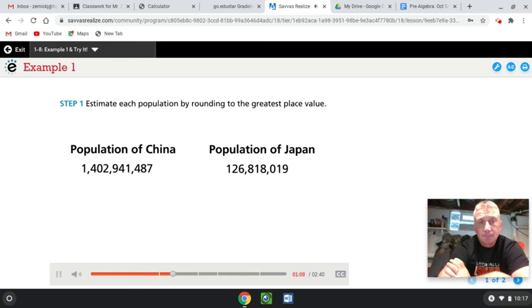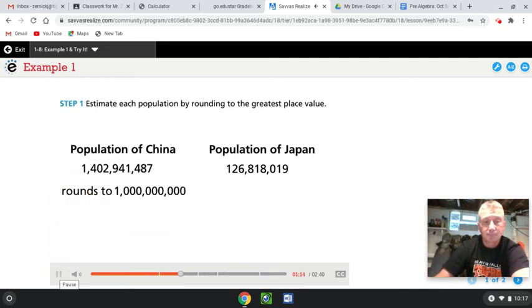To begin, estimate each population by rounding to the greatest place value. The population of China rounds to 1 billion. Hey guys, when they're talking about the greatest place value, they're talking about this right here. That's the leading number, the leading digit over on the left.